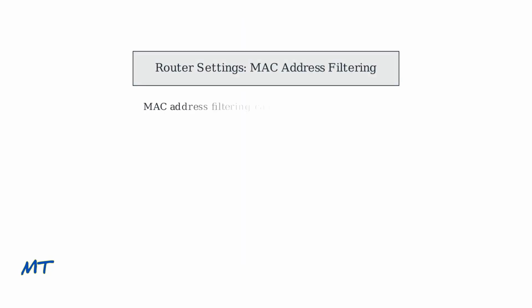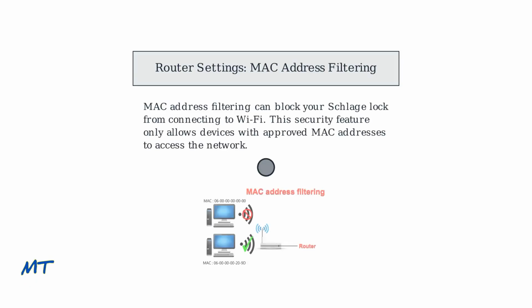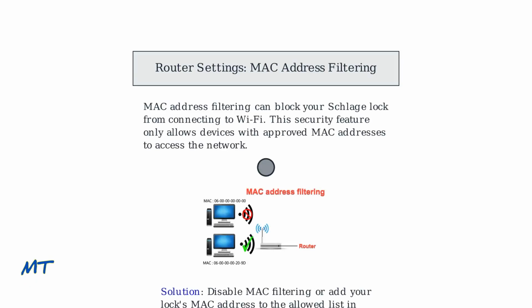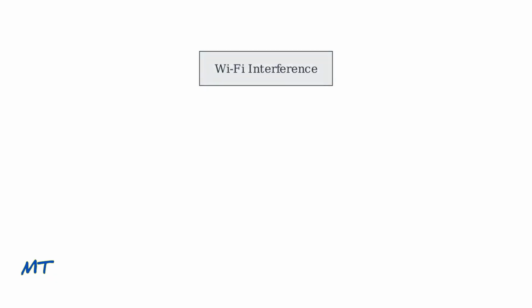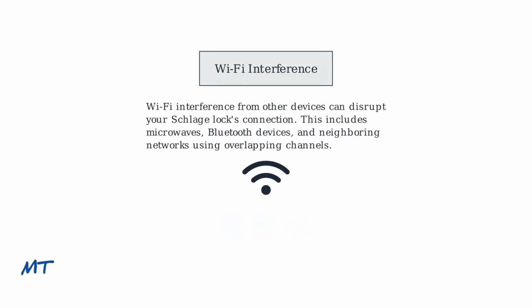Certain router settings can prevent your Schlage lock from connecting to Wi-Fi. One common issue is MAC address filtering, which only allows devices with approved MAC addresses to access the network. If your lock's MAC address isn't on the allowed list, it will be blocked. Another common cause is Wi-Fi interference from other devices operating on the same frequency band. Microwaves, Bluetooth speakers, cordless phones, and even neighboring Wi-Fi networks can interfere with your lock's 2.4 GHz signal.